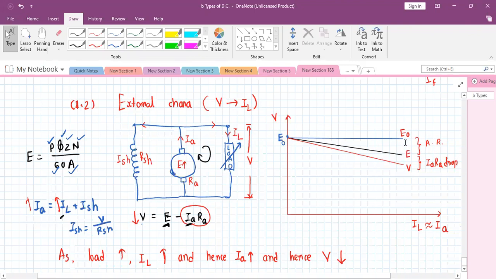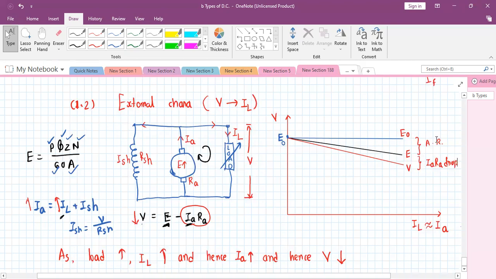So why is the internal EMF reduced from E0? Because now we are loading your machine. And once you are loading your machine, what happens? The armature current will flow, yes or no? And once the armature current flows, armature flux will be there, and due to the armature flux, armature reaction occurs. So the voltage is reduced from E0 to E due to armature reaction.